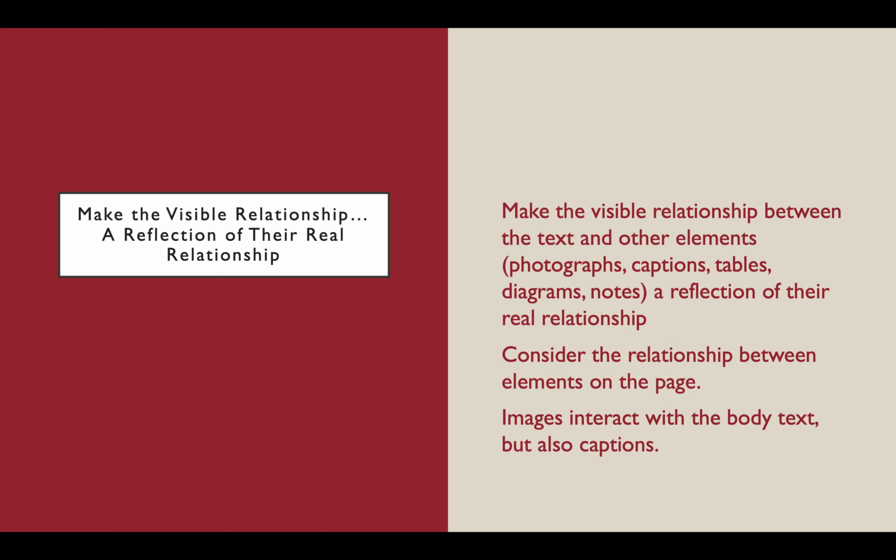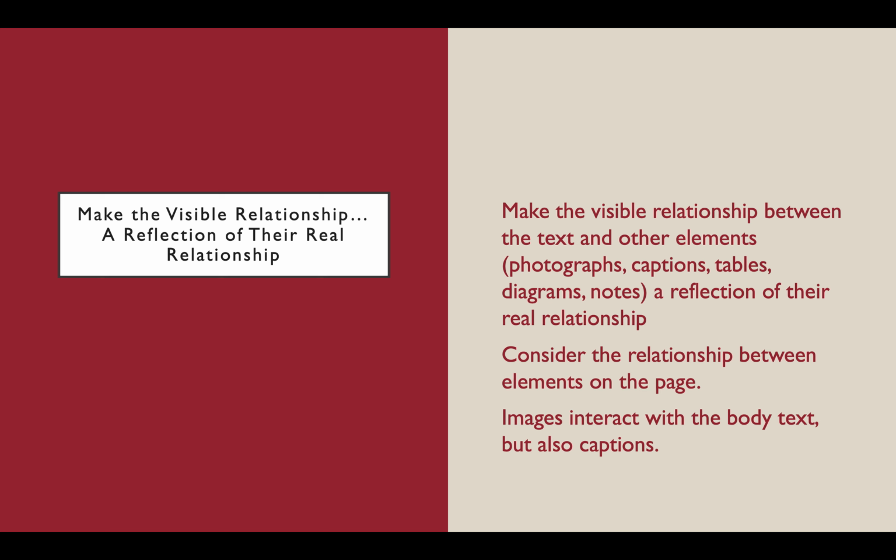So I just want to close with a reminder that we want this visual relationship to reflect the actual relationship between the elements on the page. So we're talking about photos, captions, tables, diagrams, notes, headers, subheaders, whatever it is. We want it visually to reflect what the actual text is trying to communicate. So think about those relationships between those elements. Literally make a list like we did in the last example of looking at a recipe. What are the various pieces of information you need to convey? What level, what importance are they? And then how do you want to think about expressing that visually?